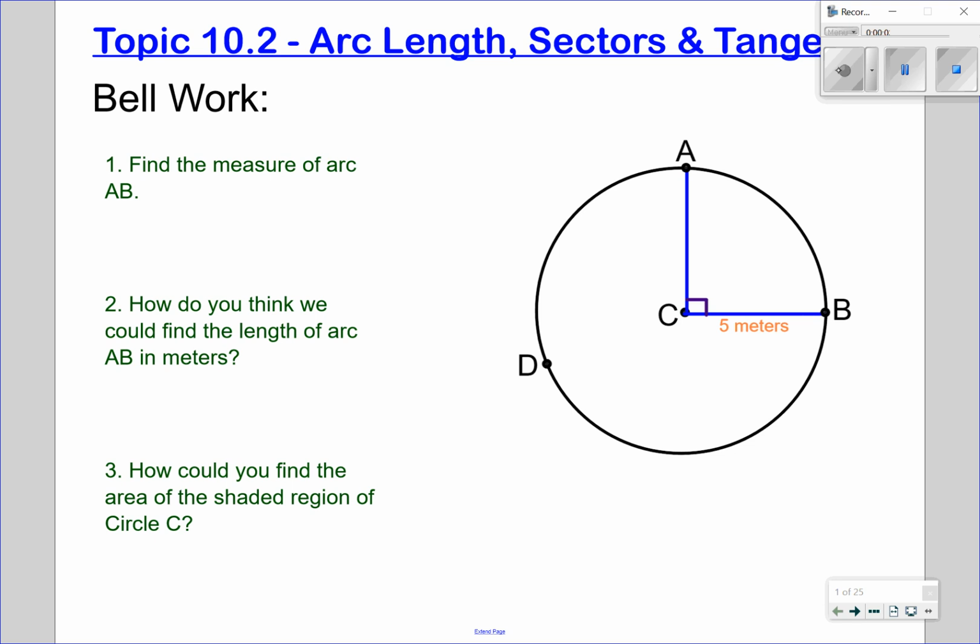Welcome to the second section of topic 10, 10.2. We're going to talk about arc length, sectors, and tangents today.